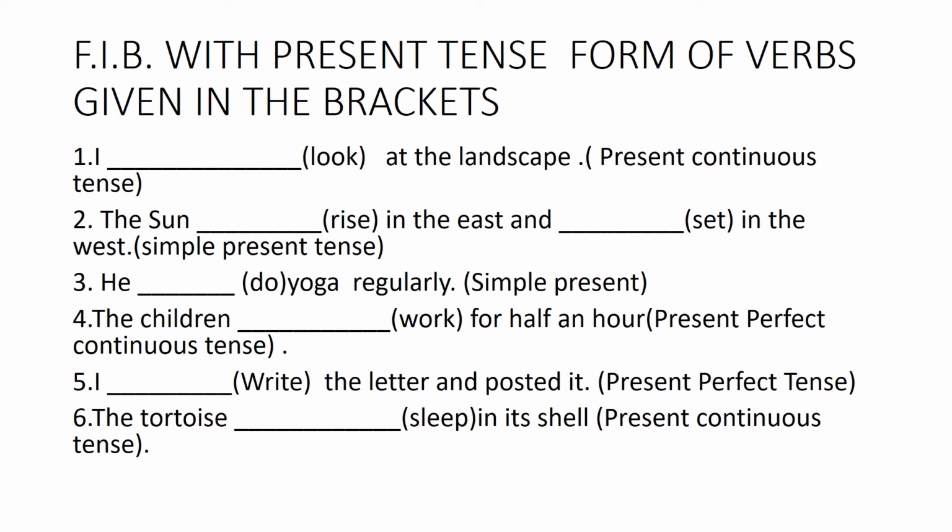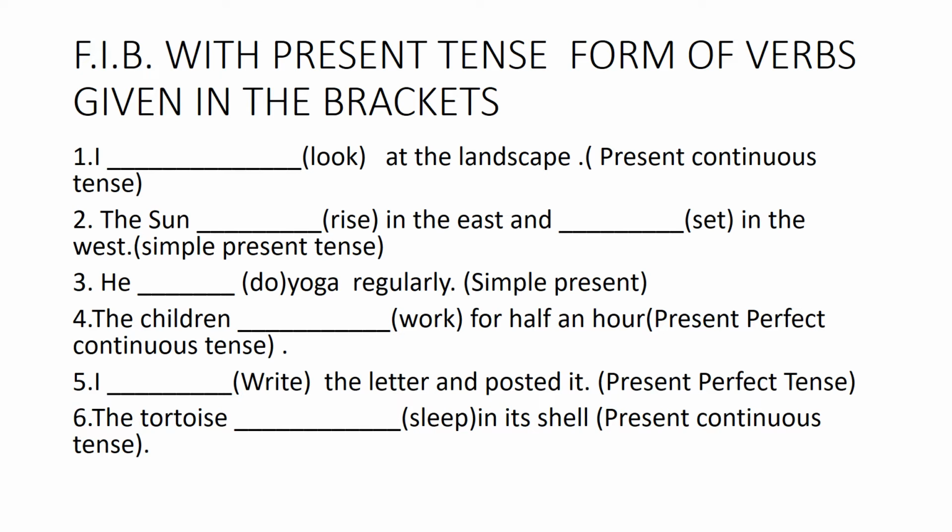Fifth example, I dash the letter and posted it. Present perfect tense. Present perfect tense again has two forms, has and have. If the subject is he, she, it, it is has. I, you, we, they, have. The subject is I. I have written the letter and posted it. Children, remember, in perfect tense we have to use the past participle.